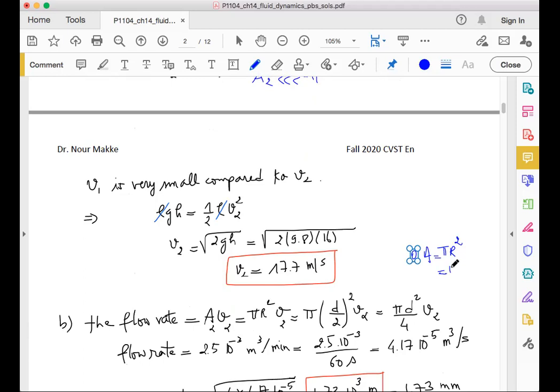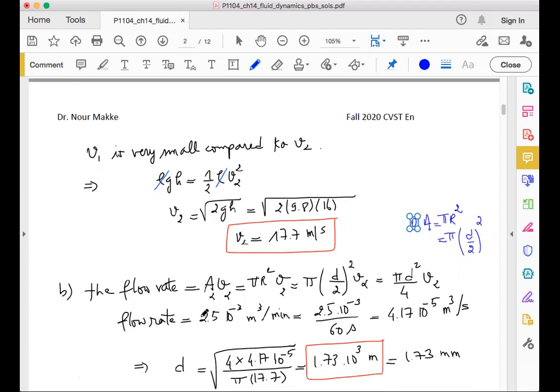It's a cross-sectional area. We are not requested to determine the radius, but we are requested to determine the diameter. So the radius is the diameter divided by 2. And so we end up with the flow rate equals pi d squared over 4 multiplied by V2. On the other side, we are given the value of the flow rate. It's equal to 2.5 times 10 to the power minus 3 cubic meter per minute. This is per minute, and we cannot use it. We have to convert it to cubic meter per second because we need to be consistent in our calculation. So that's why we have to divide by 60 seconds, and we end up with this value.